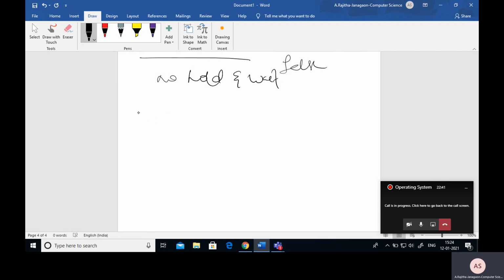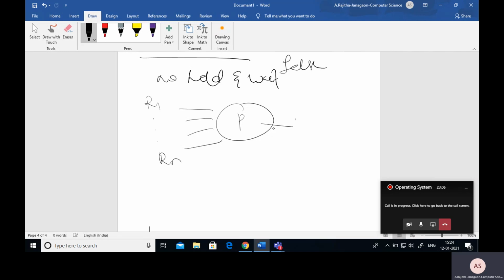That means all resources, that means R1 and so on, Rn resources are assigned to some process. That means try to have no hold and wait, nothing but how is it possible. Try to give all the resources to processes before it starts its execution.